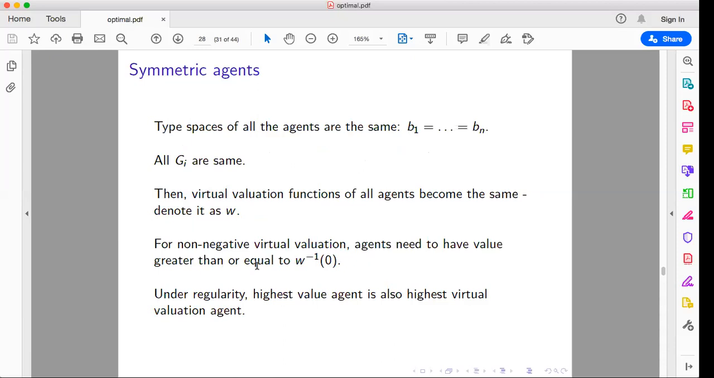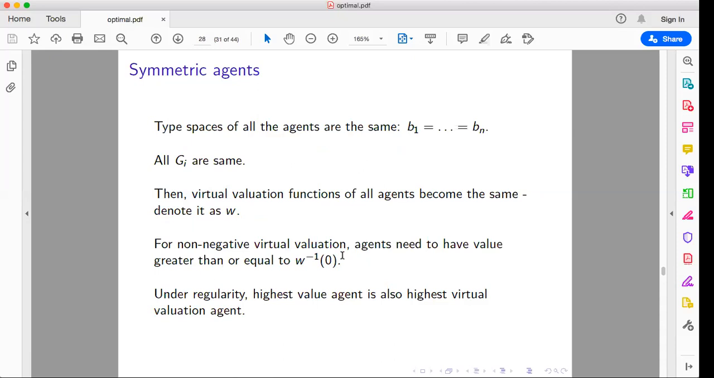So the seller basically announces this reserve price W inverse 0, and whoever has a value above this reserve price, it chooses the agent with the highest value amongst them. Okay, because the highest valued agent is also the highest virtual value.